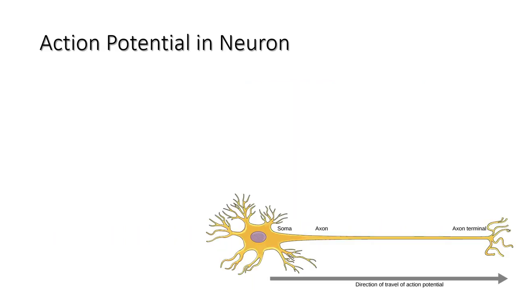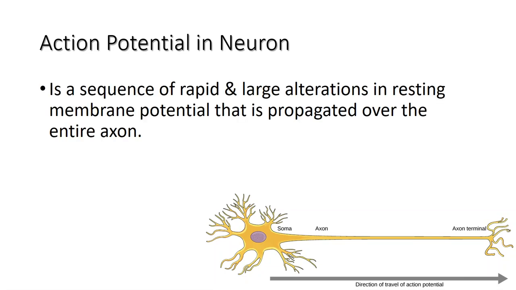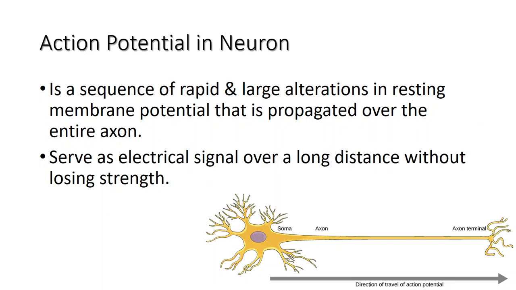Action potential is a sequence of rapid and large alterations in the resting membrane potential that is propagated over the entire axon. Action potential serves as electrical signal over a long distance without losing strength. In a neuron, an action potential is also called a nerve impulse.